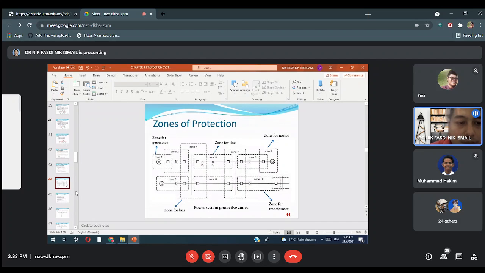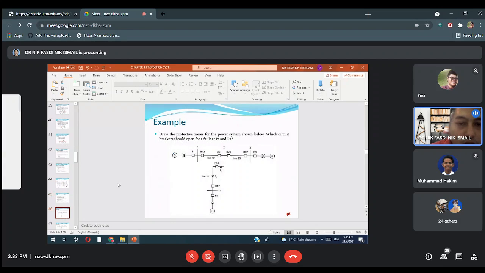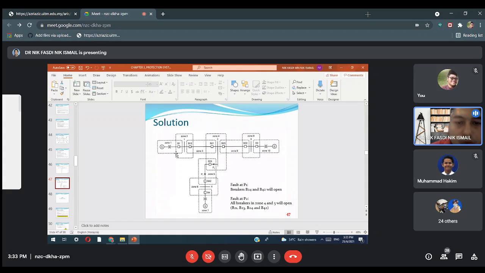So the zone protection ni, apa yang you belajar sebelum ni, is about the overlapping zone. Whenever the overlapping zone, kalau berlaku contohnya kat sini, fault at P1, which is P1 kat sini. So mana zone yang overlap, dia akan breaker dia akan open dia akan clear the fault. Okay, so you boleh baca lah. Contoh kalau fault at P1, breaker 24 and B42 kat sini. Okay, so fault kat sini, both breaker dia akan open in order to isolate the fault.